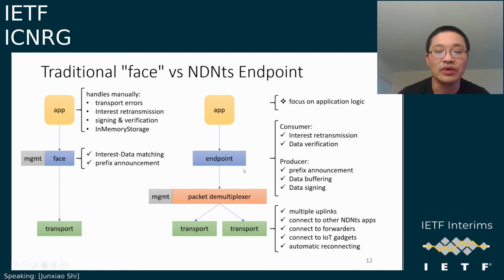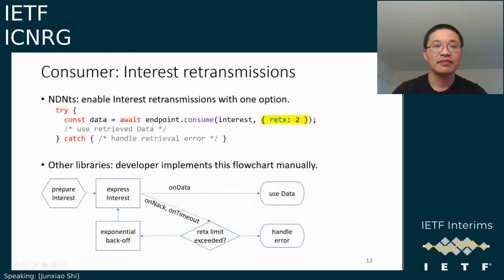NDNTS evolved the face into a new concept called endpoint, which is more powerful. In the endpoint, on the consumer side, the library can provide automatic interest retransmission and automatic data verification. For the producer, I can do prefix announcement, data buffering, and data signing. You will see some examples later. And each endpoint can have more than one transport uplink that can connect to other NDNTS applications, to forwarders, to IoT gadgets. And any transport error will be handled automatically if possible. Having all of those in the library allows the application to focus on the application logic. So, three examples. First is the consumer's interest retransmission.